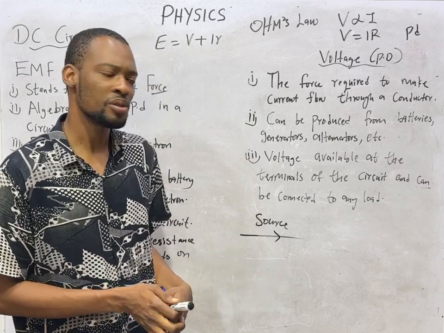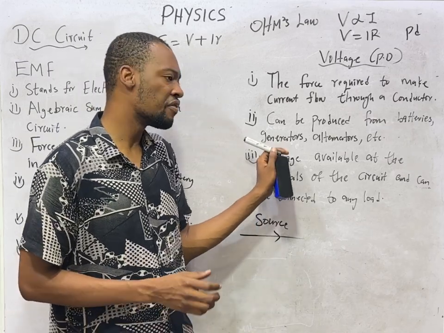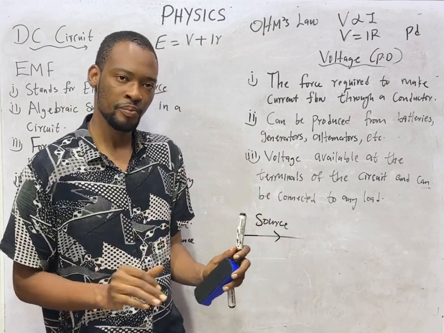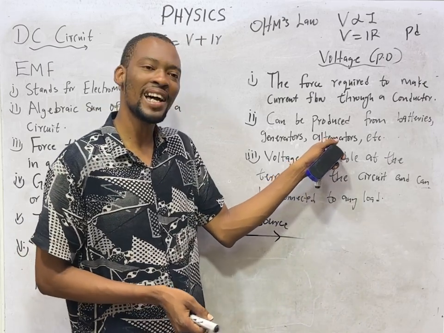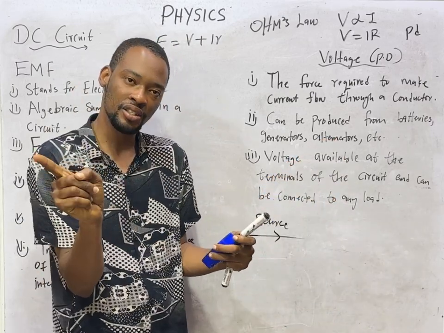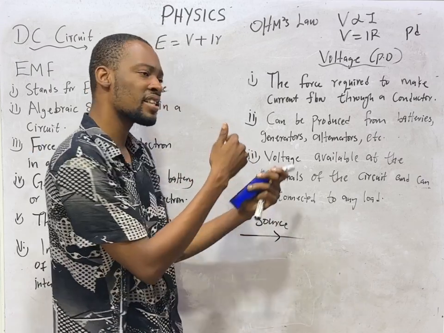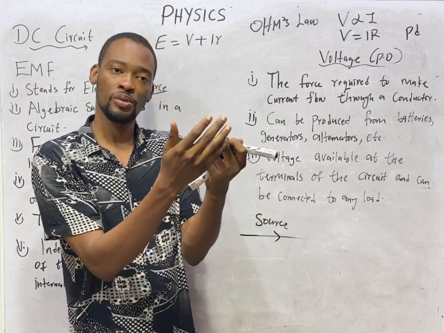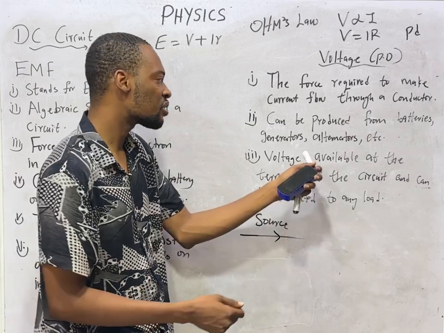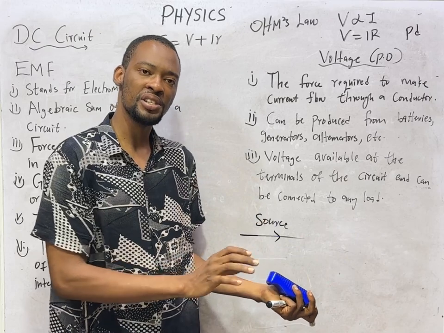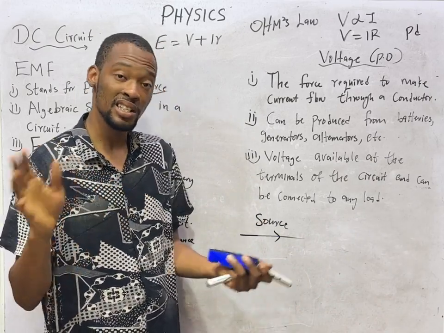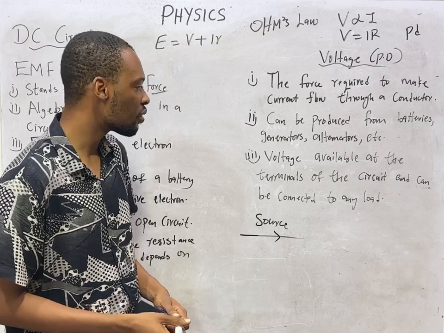Will you be hearing alternators? Generators are devices that convert mechanical energy to electrical energy. Alternators, on the other hand, convert mechanical energy to AC electrical energy. A generator can convert mechanical energy to direct current or alternating current, but alternators only convert mechanical energy to AC electrical energy, alternating current.